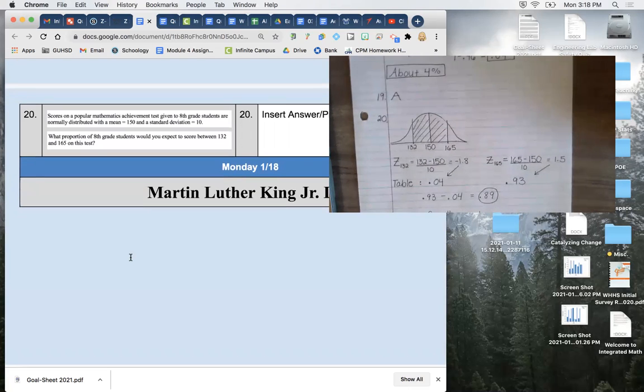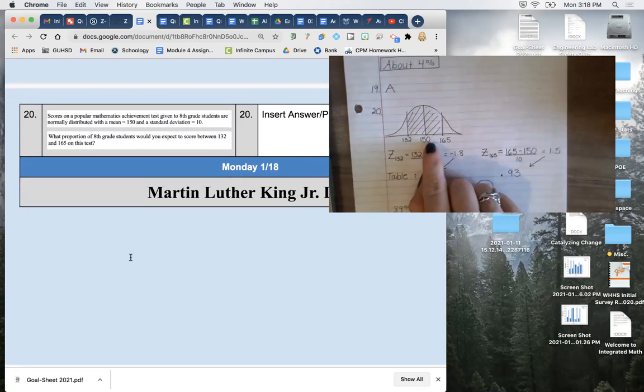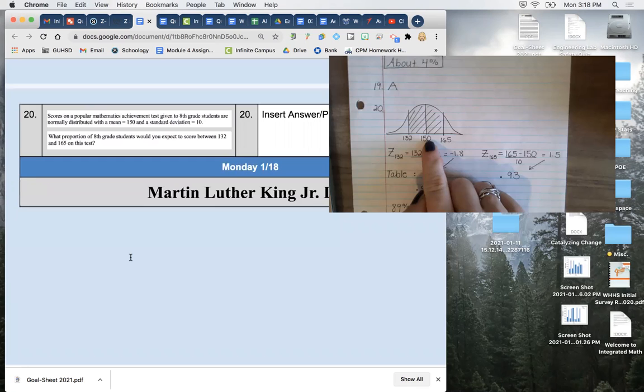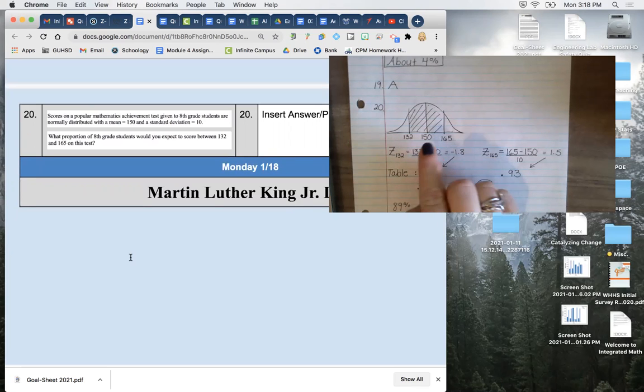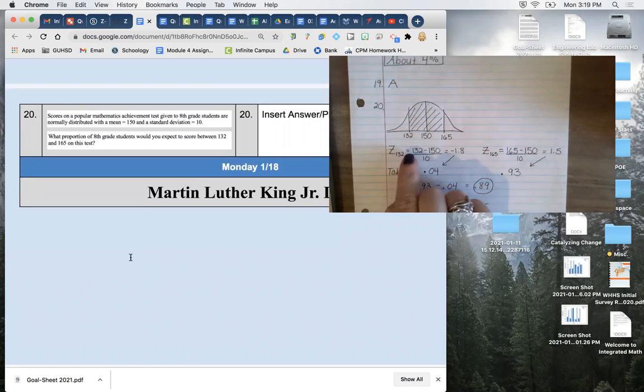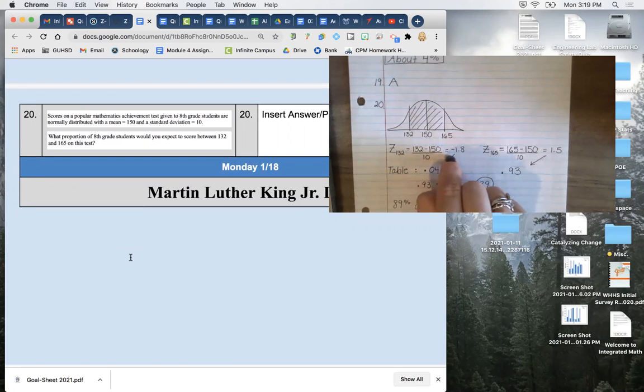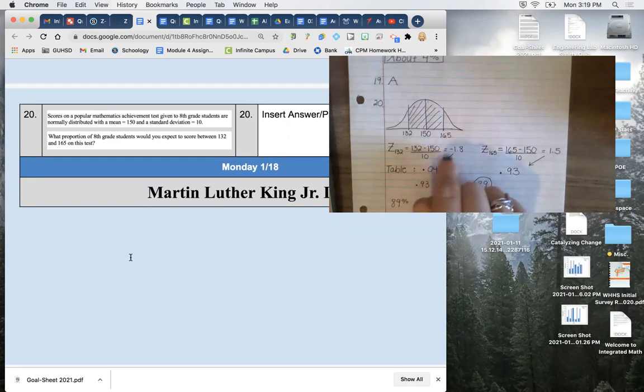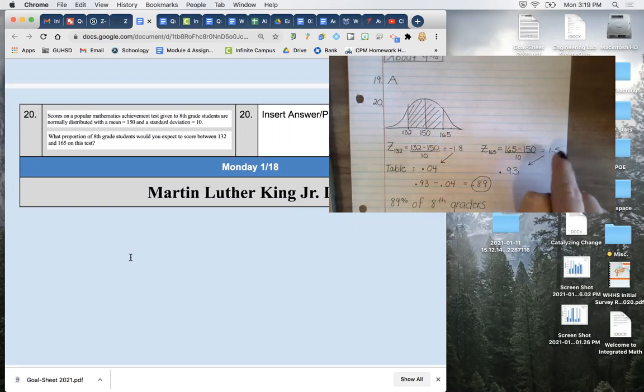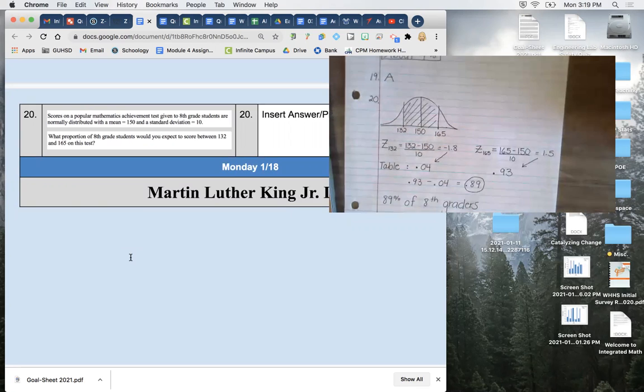So on this last one, you have that same problem again where you have that 150 for the mean, standard deviation of 10, but now we're trying to figure out what's the probability of people scoring between 2 different values. So what I did for that is I calculated the z-score first for the first one. For 132, you take the z-score, you get negative 1.8. I found the z-score for 165, so minus the mean over the standard deviation, you get 1.5.